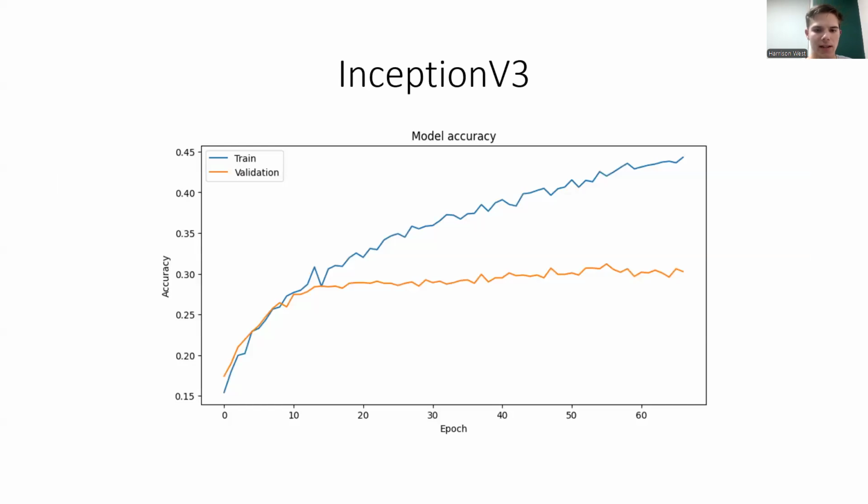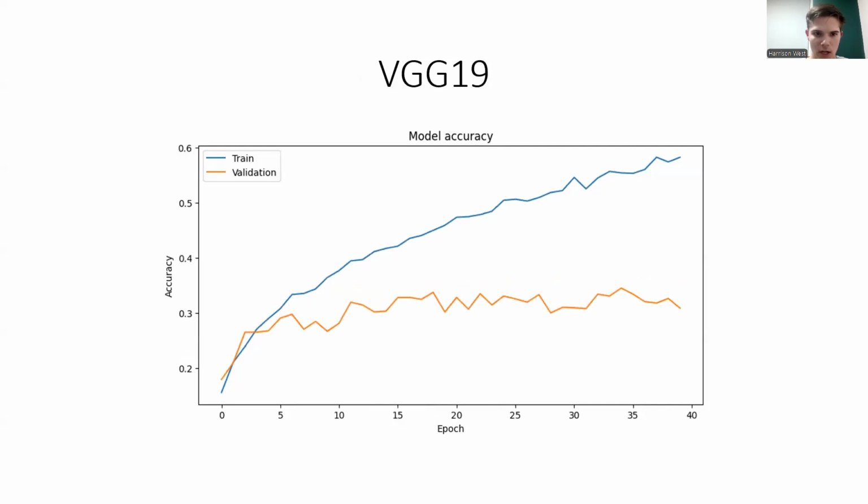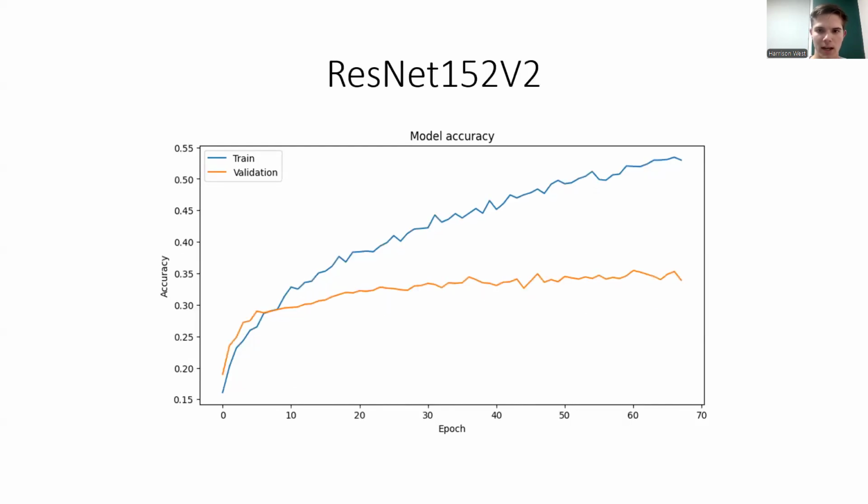So we can look at some of the model accuracy trends. You can see Inception v3 actually doesn't clear 0.5 even for the training data, and gets up to about 0.3 for the validation data, whereas VGG19 almost clears 0.6 on the training data, and ResNet 152 v2, the best model of the three, cleared 0.35 on the validation accuracy and about 0.55 on the training.